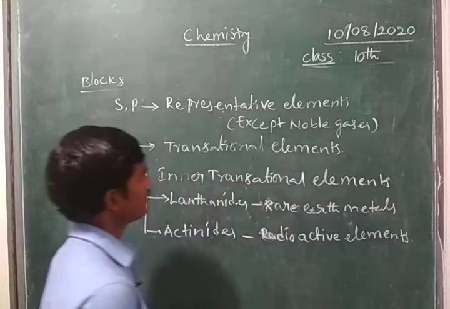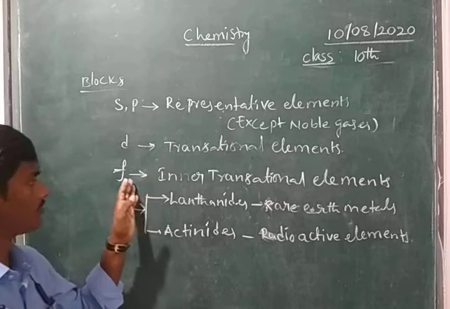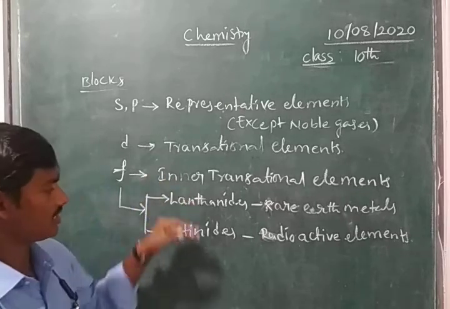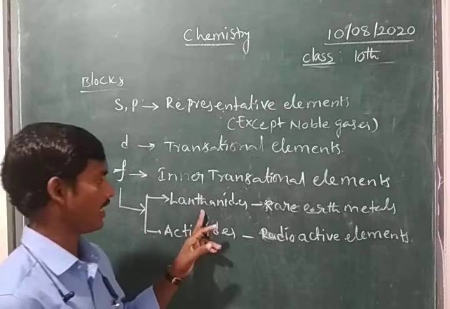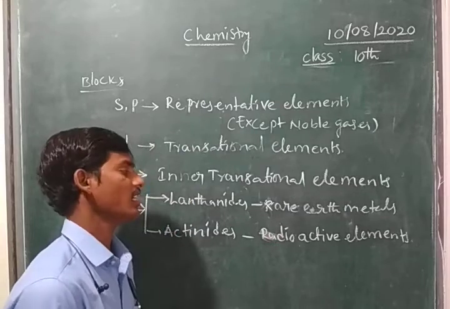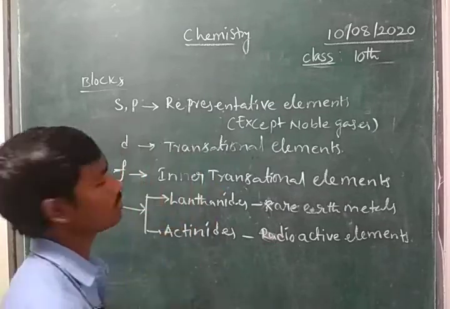Okay, children? See here, transition elements about D block elements. F block elements are considered in the transition elements. Again, in the transition elements considered as 2 blocks, lanthanides and actinides. Another name for lanthanides is rare earth metals. Another name for actinides is radioactive elements. Right, children? So this is about blocks.